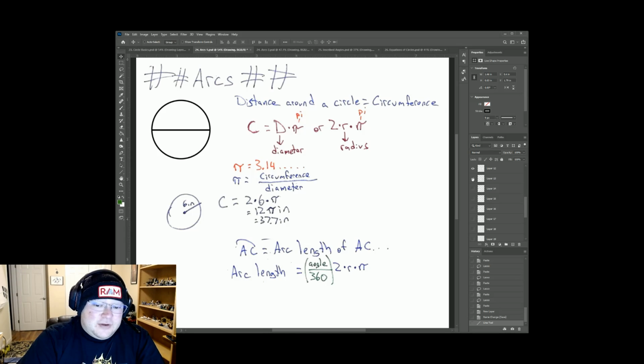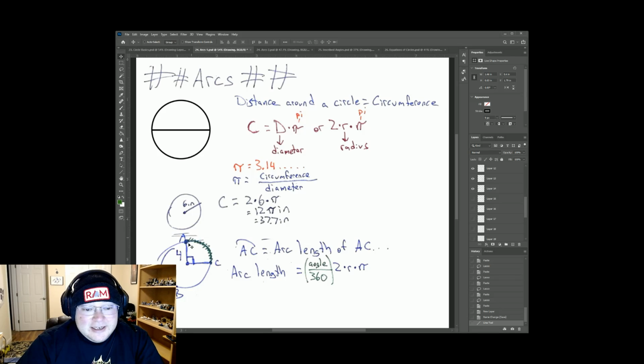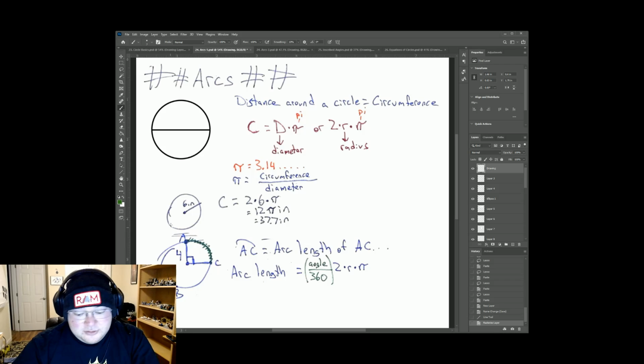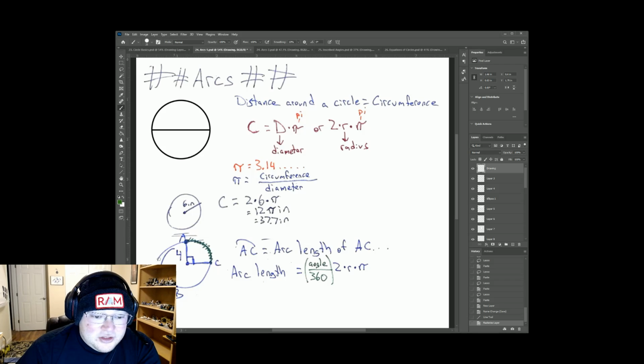There's a formula you've got to know, and I'll talk about it more in a little bit: angle divided by 360 times 2 times r times pi, or times diameter times pi. So for AC, I don't want to find this whole thing. I could just do 2 times radius times pi, and that would tell me everything. If I did 2 times radius times pi, I would get the whole length. I only want from here to here. I'm literally just looking for how long is that arc.